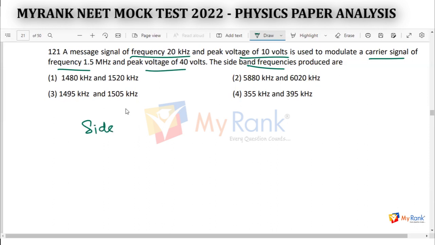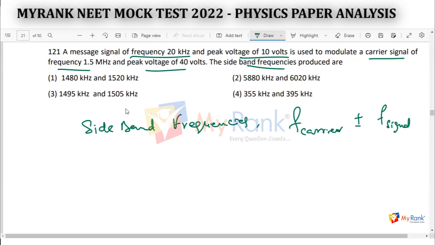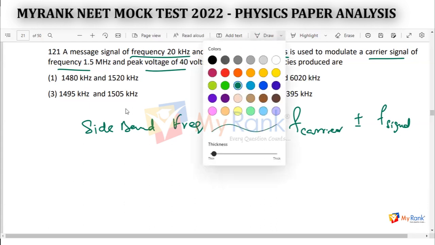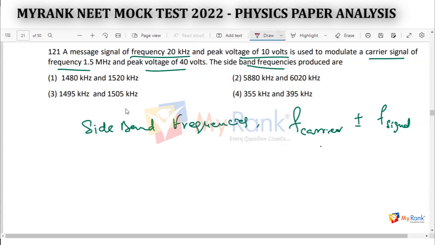Sideband frequencies means what, students? These are nothing but carrier wave frequency plus or minus signal or message frequency. So therefore, see here, carrier wave, what's the frequency given? 1.5 megahertz. So therefore, 1.5 megahertz plus or minus 20 kilohertz.